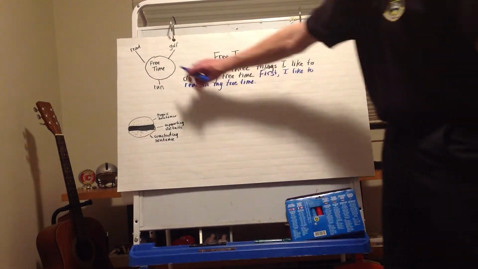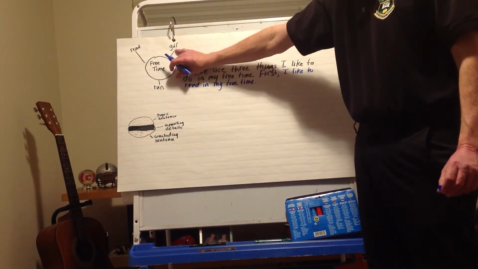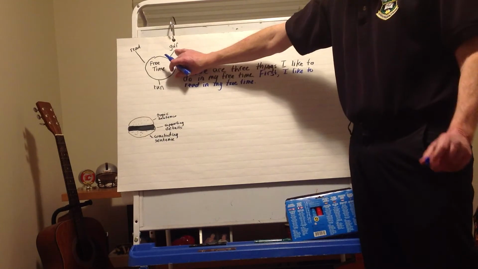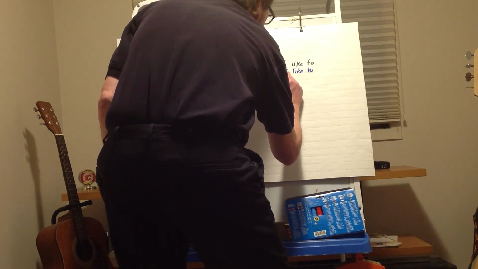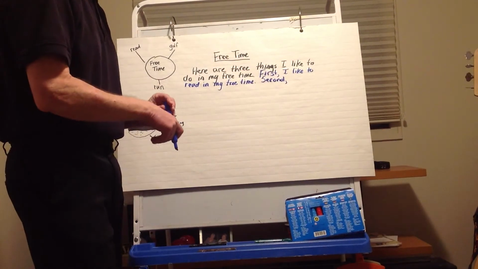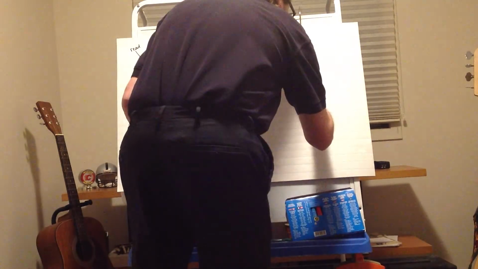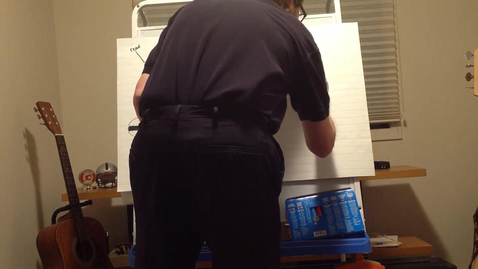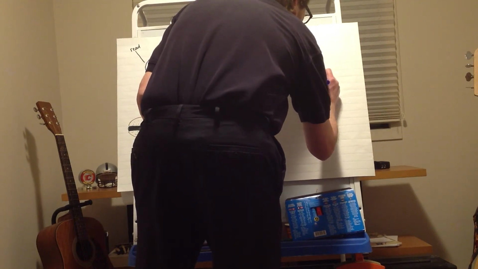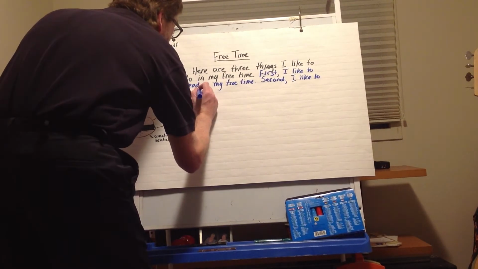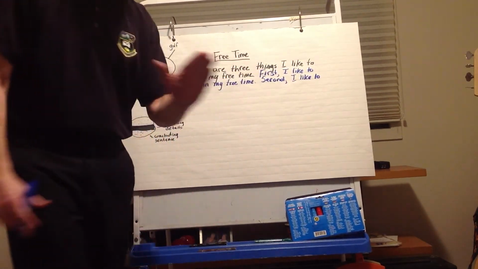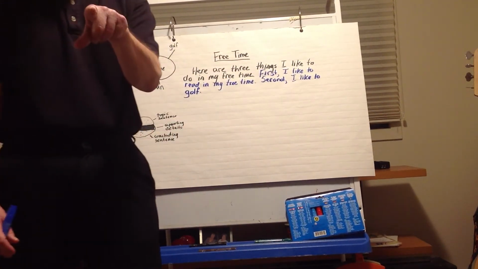So now my second thing that I like to do is golf. So that's exactly what I'm going to write here. Second, I like to golf. So second is my sentence starter. And I'm going to write second and then a comma, like so. There's my sentence starter. Second, I like to golf. Easy enough. All right, and again, anytime, if I'm going too fast, pause the video.